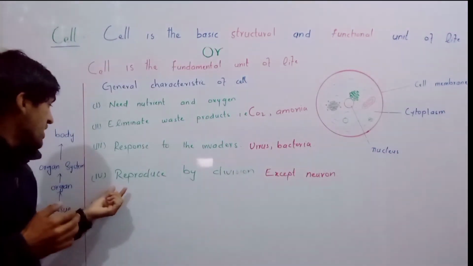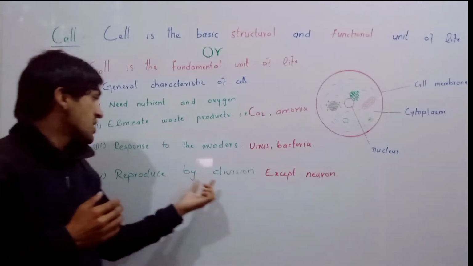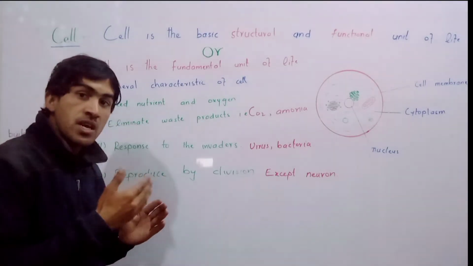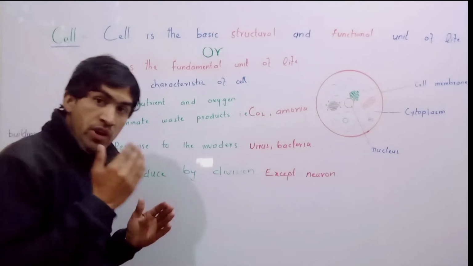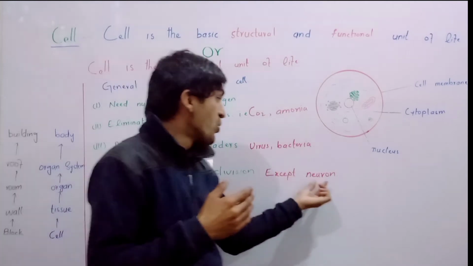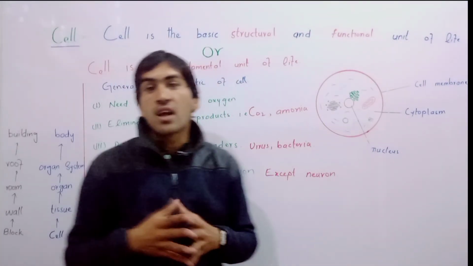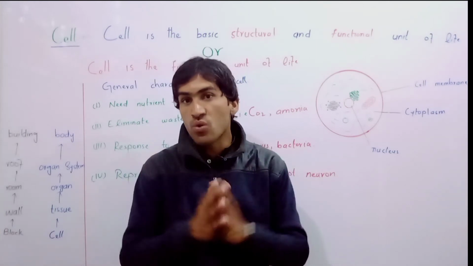And the next one is reproduce by division. It is also a property of the cell that the cell must have the ability to reproduce. But there is an exceptional case, that is the neuron, because the neuron lacks cell division. Why? Because the neuron lacks centriole.